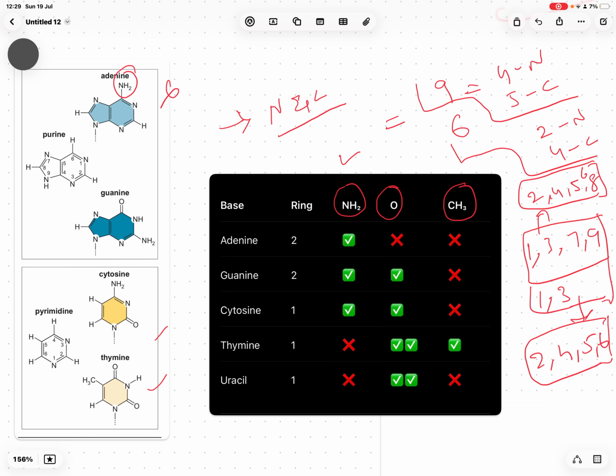Okay, so the next two, guanine and cytosine, have two functional groups. For example, you can see here, it has the oxo group and also the amino group. So two functional groups are present in guanine and also cytosine. Okay, the numbering of these nitrogen bases is also so important.